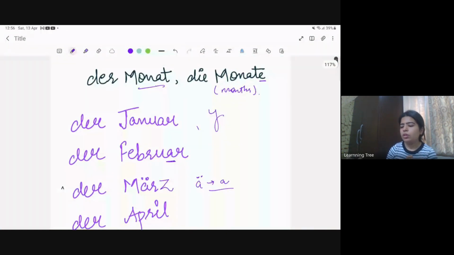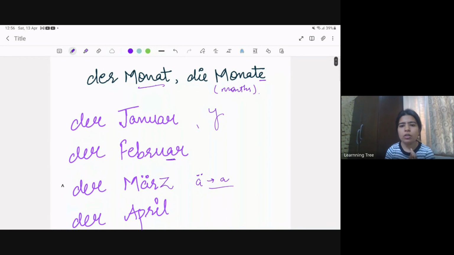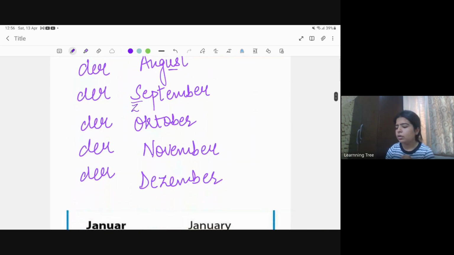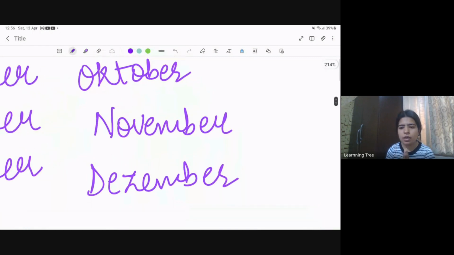So yeah, all the weekdays are masculine, all the months are masculine, weekend is neutral. No, no, see, V becomes F only when it is in the beginning of the word. Yeah, if a word is starting with the letter V, then only it will become F. If it is in the middle or at the end, then it remains V only. So it will be November. V is V, November.